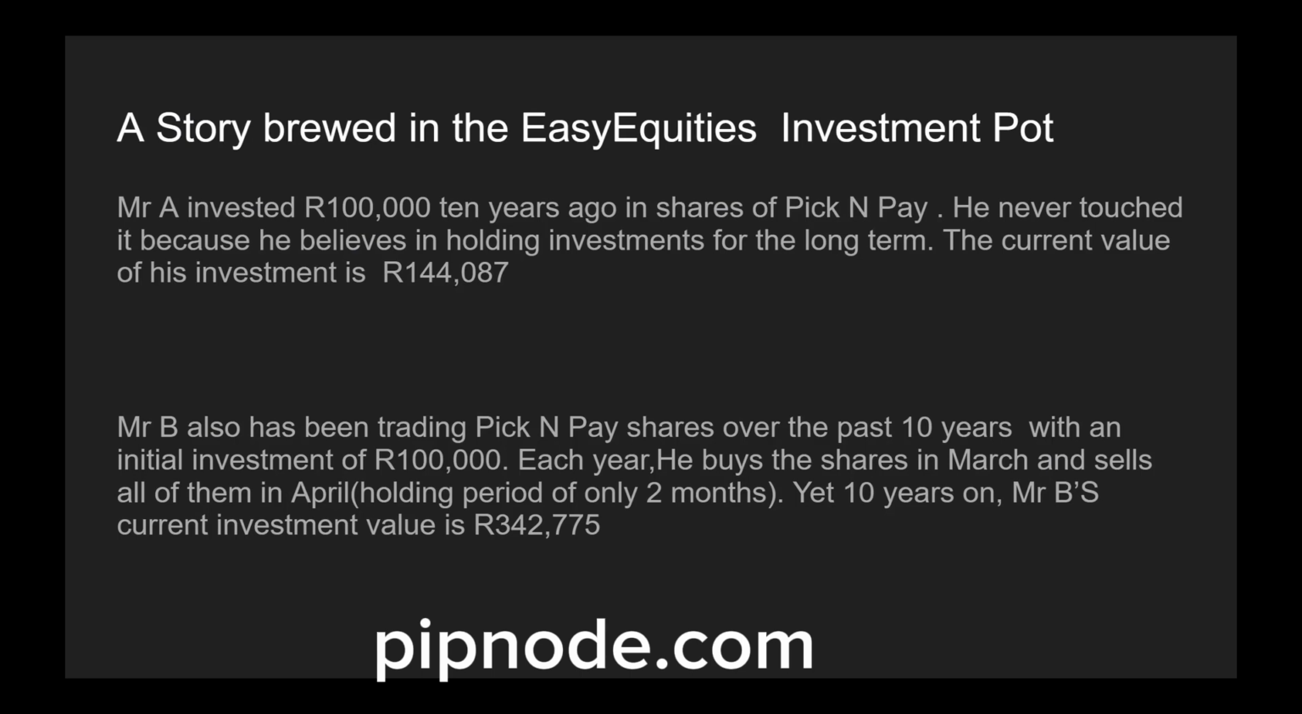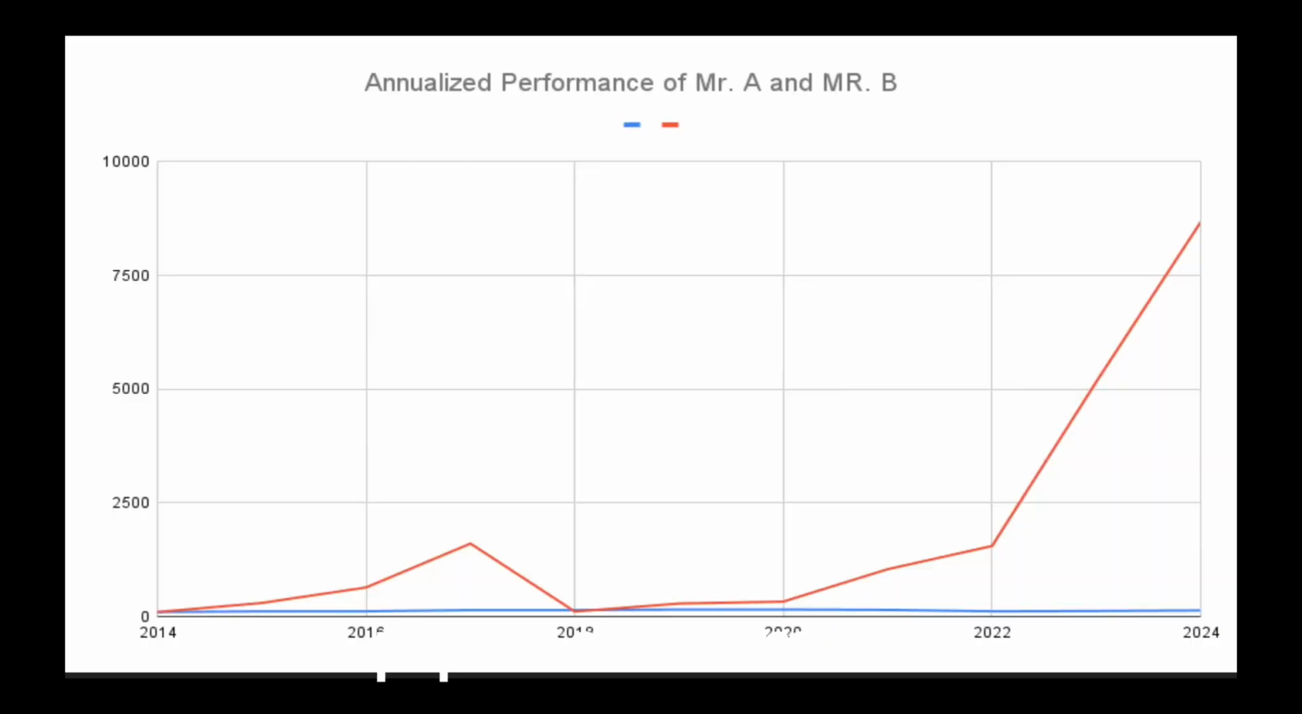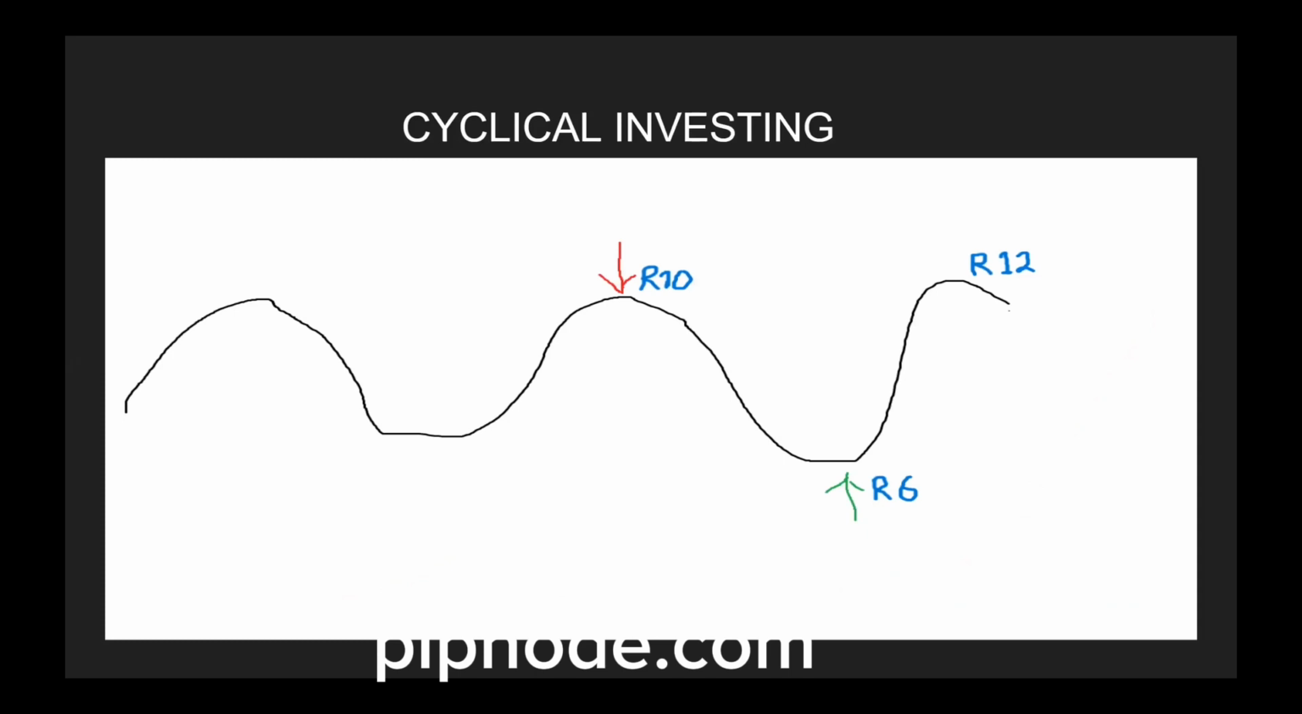April. Yet, after 10 years, Mr. B's current investment from Pick n Pay is a whopping 342,775 rand. So the question I'm asking you is, how is that even possible? How is it possible that someone could invest only for 2 months over the past 10 years and still outshine someone who has been holding this stock for the past 10 years? So the answer to the question I asked is this slide.